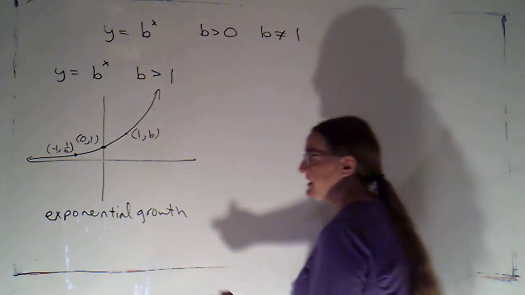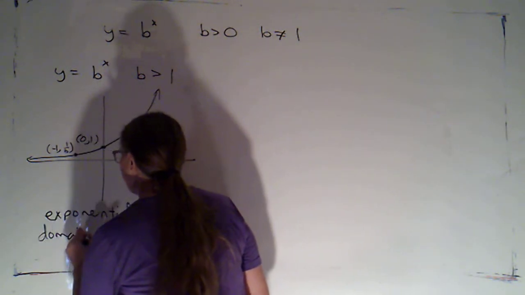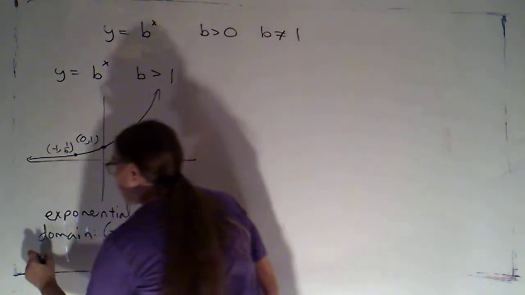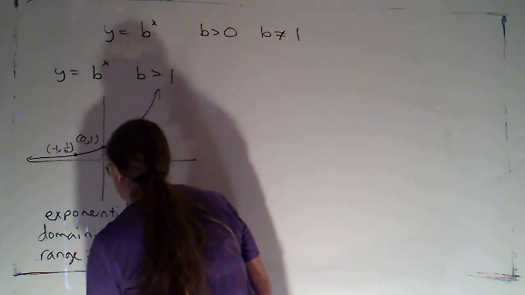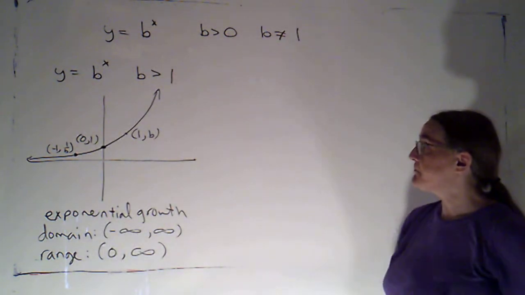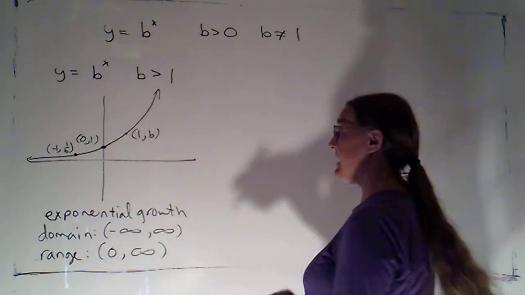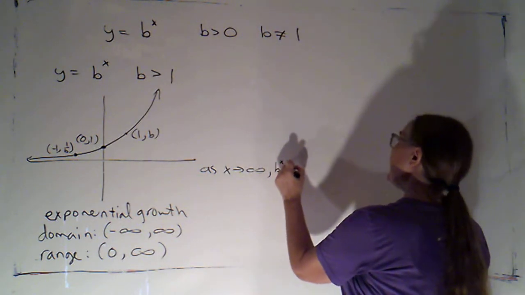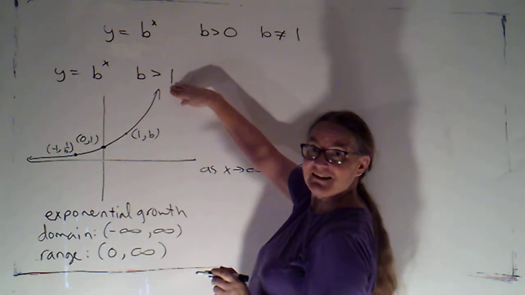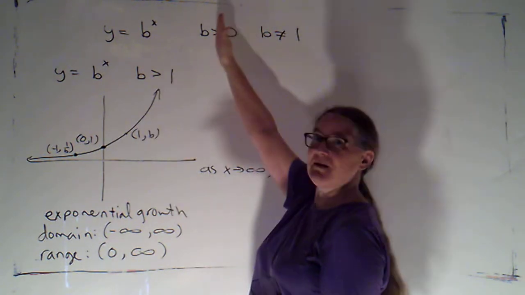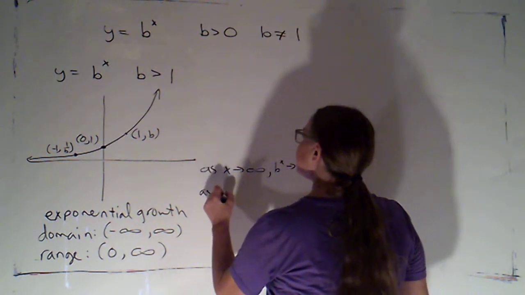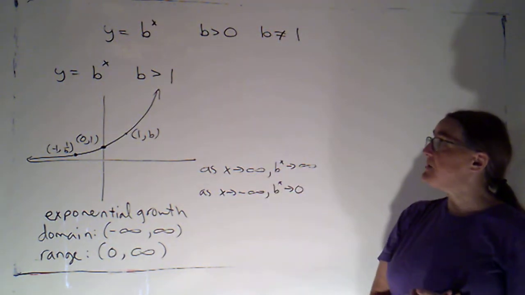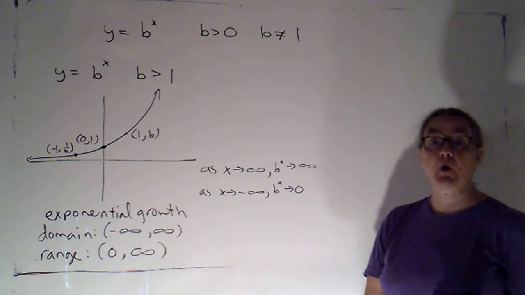If I have something like this, the domain, and this is going to be true for all exponential functions, is everything from negative infinity to infinity, and the range is the set of all positive numbers, so everything from 0 to infinity. I can describe my end behavior. I can say, as x goes off to infinity, b to the x goes off to infinity in this case. As we go far to the right, we just keep going up and up and up. But as x goes to negative infinity, b to the x goes to 0. So that would be the end behavior if I've got exponential growth.